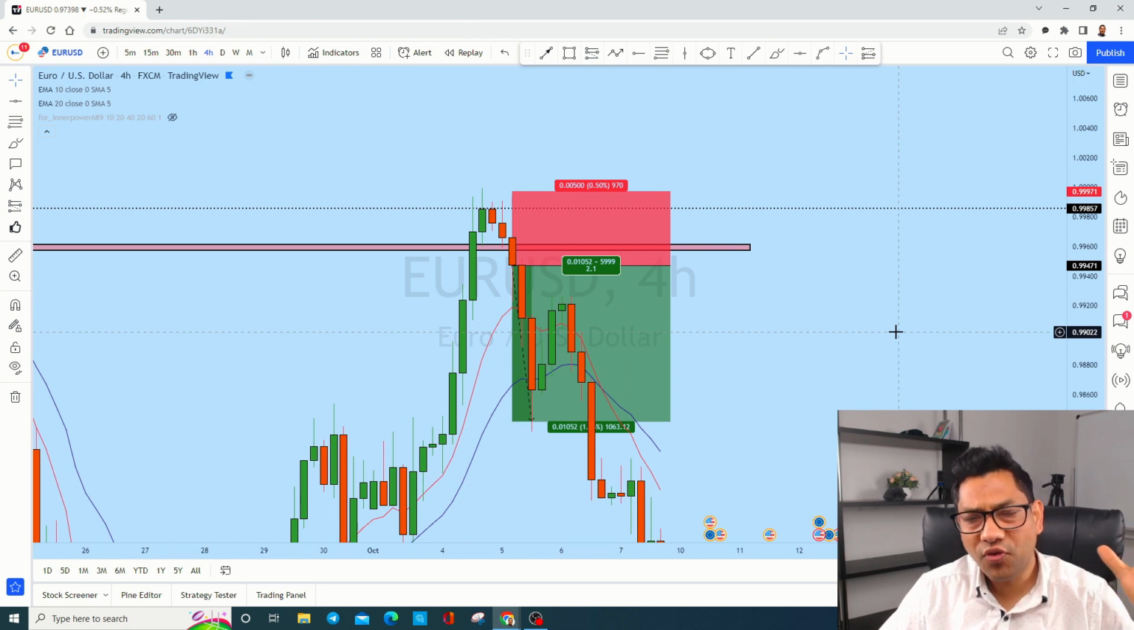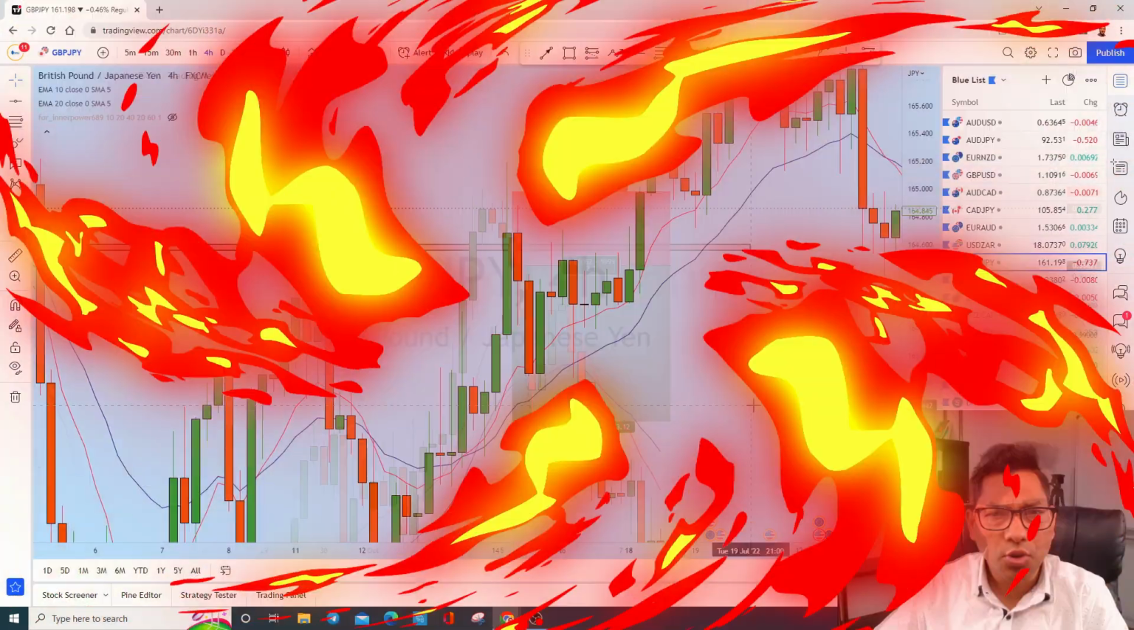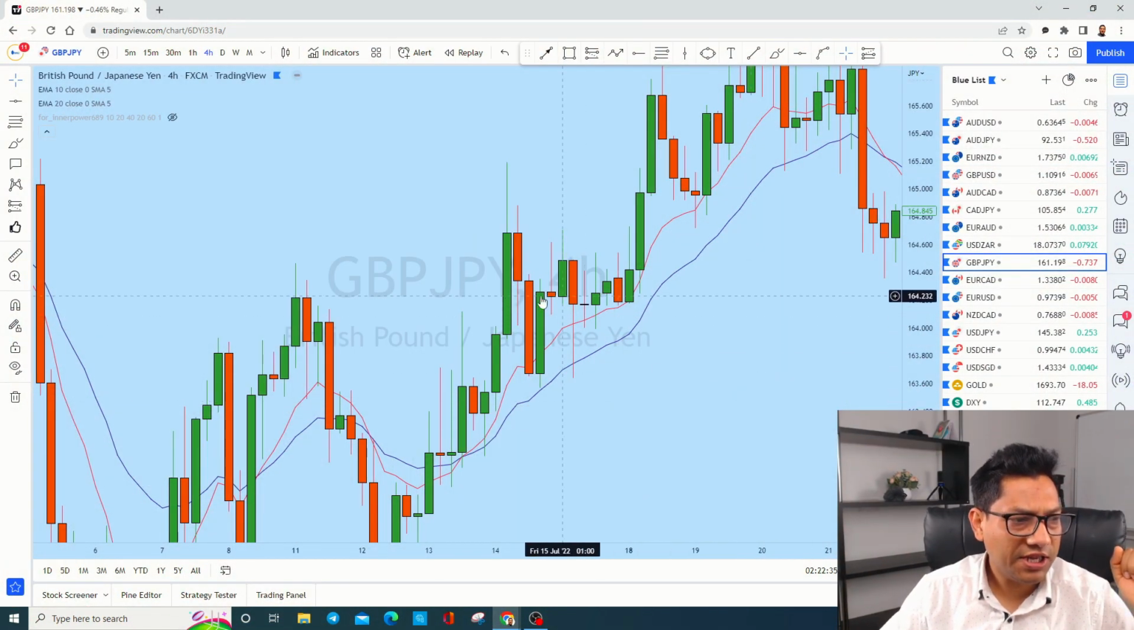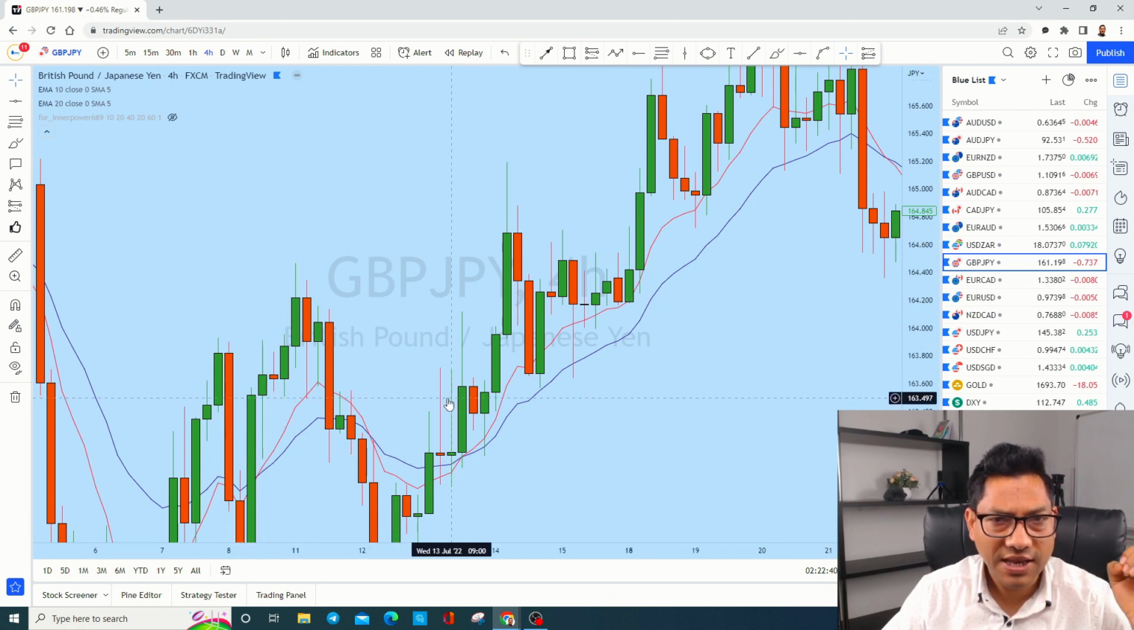Let's look at quite a few examples so that you can understand the strategy straight away right now. Okay guys and girls, so let's look at this example on GBP JPY. Now what you see, look at this zone here and pay attention to the candles, then you'll understand in fact what I was talking about.